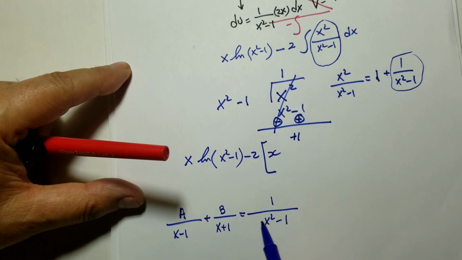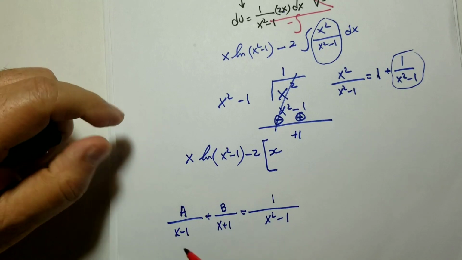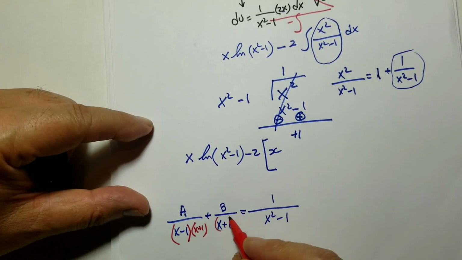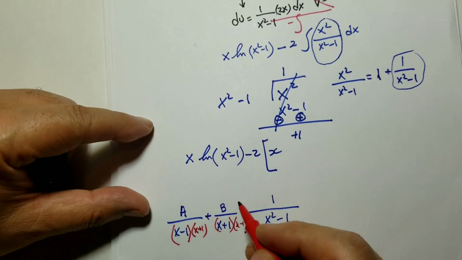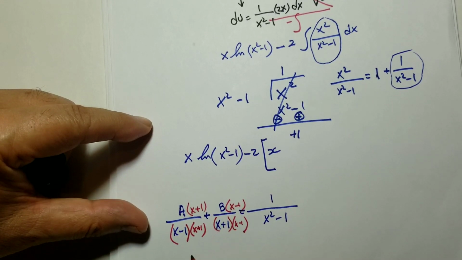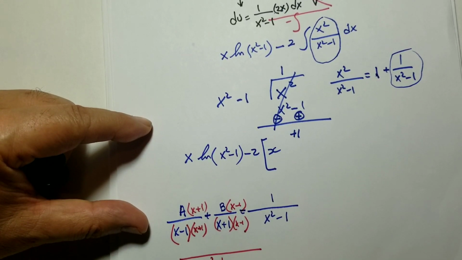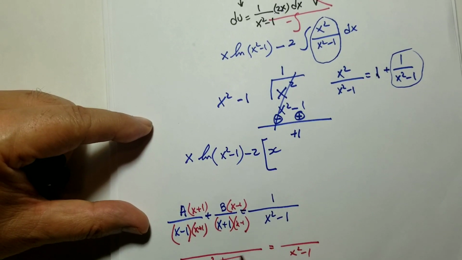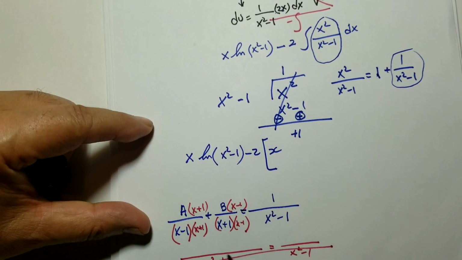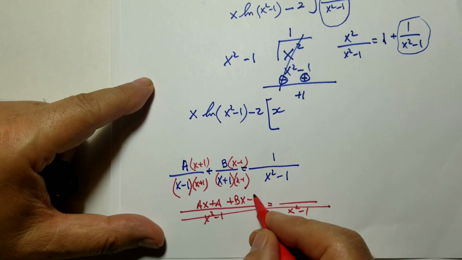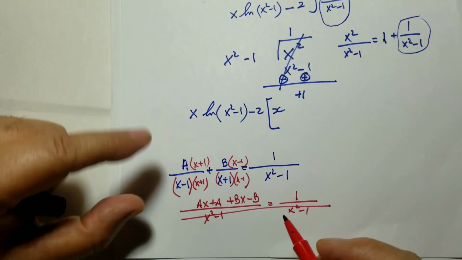These three denominators should become exactly the same. In order to make them the same, this one is short x plus 1. This one is short x minus 1. What you do to the bottom, you have to do to the top. Therefore, this is your common denominator right here, and this is x squared minus 1. The bottom is the same. Make the top the same. What is the top? Ax plus A plus Bx minus B equals 1.